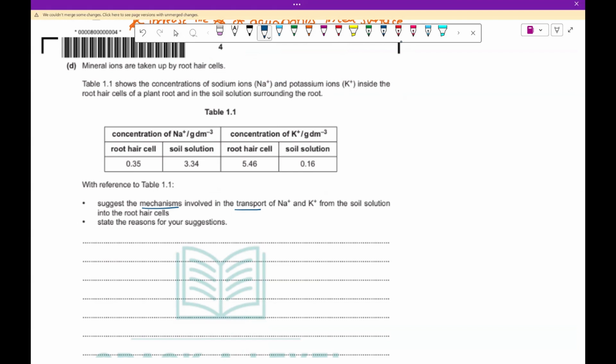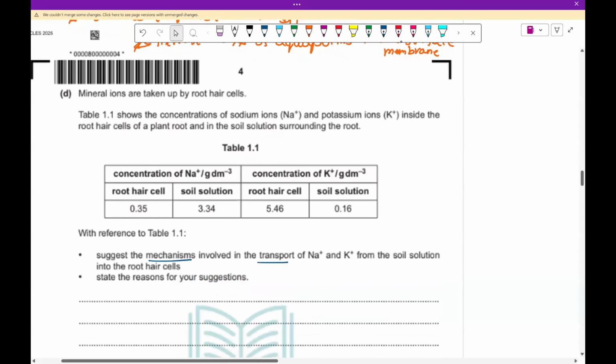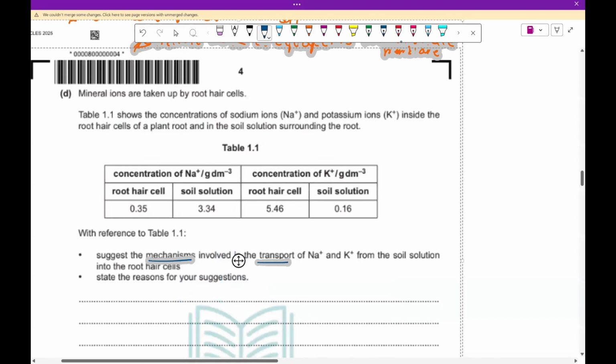So the mechanisms which we have studied are diffusion, facilitated diffusion, active transport, and osmosis. So let's first study the concentrations. In the root hair cell, the concentration of sodium is 0.35, and in the soil it's 3.34. And for potassium, it's the opposite. In the root hair cell, it is more concentrated, and in the soil it's less.